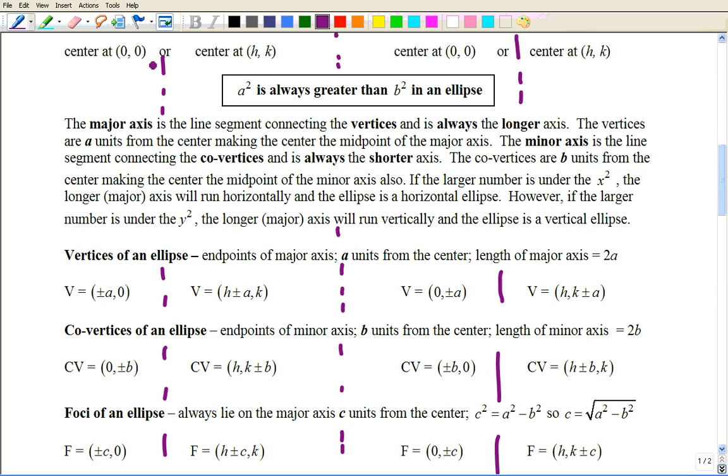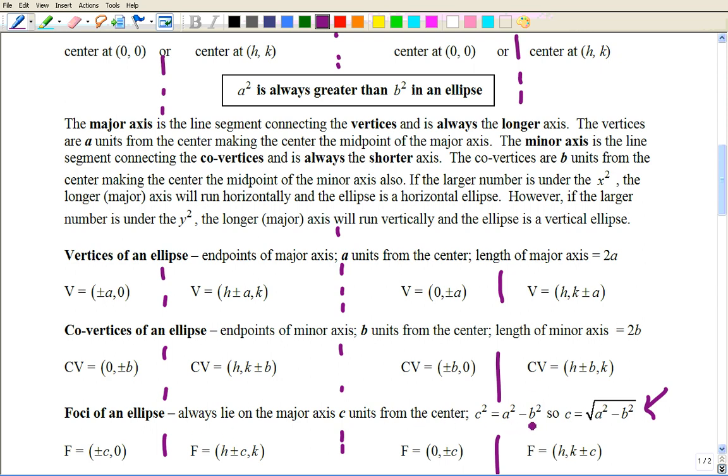Okay, so if you have a center at 0, 0, the vertices would be plus or minus a comma 0. Co-vertices would be 0 comma plus or minus b, and the foci would be plus or minus c comma 0. And you can read through the rest of this as well. I think this makes a lot more sense when we get to the examples, and I'll show you how to do that in just a moment. But one important thing here is the foci of an ellipse.